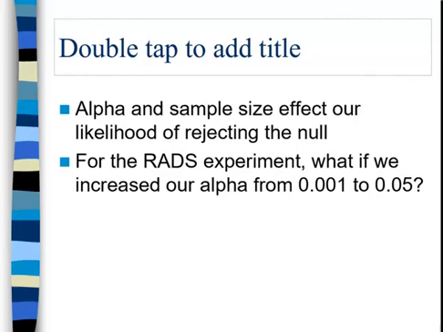Our alpha and our sample size affect our likelihood of rejecting the null hypothesis. So let's have a little bit of a thought experiment here, right? What if we increased our alpha from the very conservative value of 0.001, which is what we started with, to 0.05, which is the conventional alpha in psychology? Now recall, we failed to reject the null at an alpha of 0.001. Let's see what would happen if we weren't so conservative, and set that at a conventional alpha of 0.05.